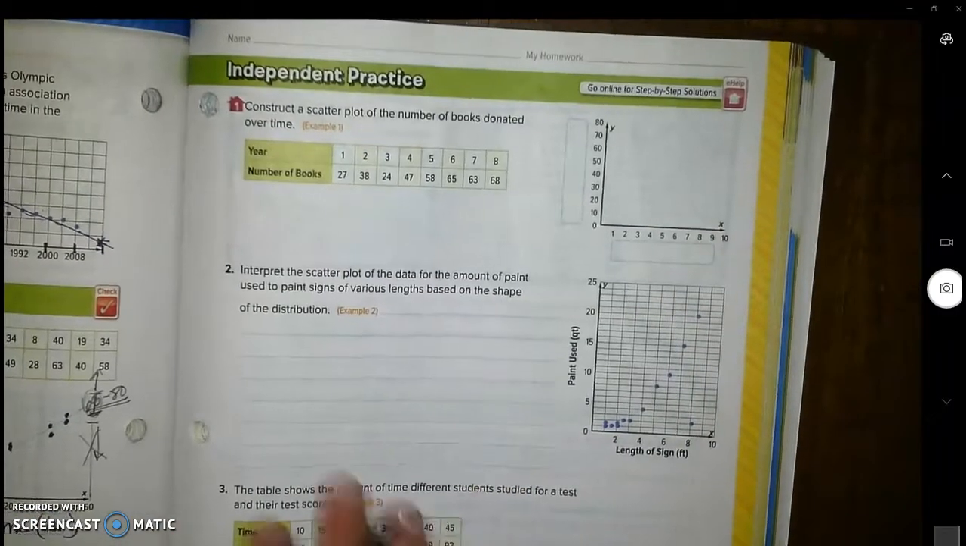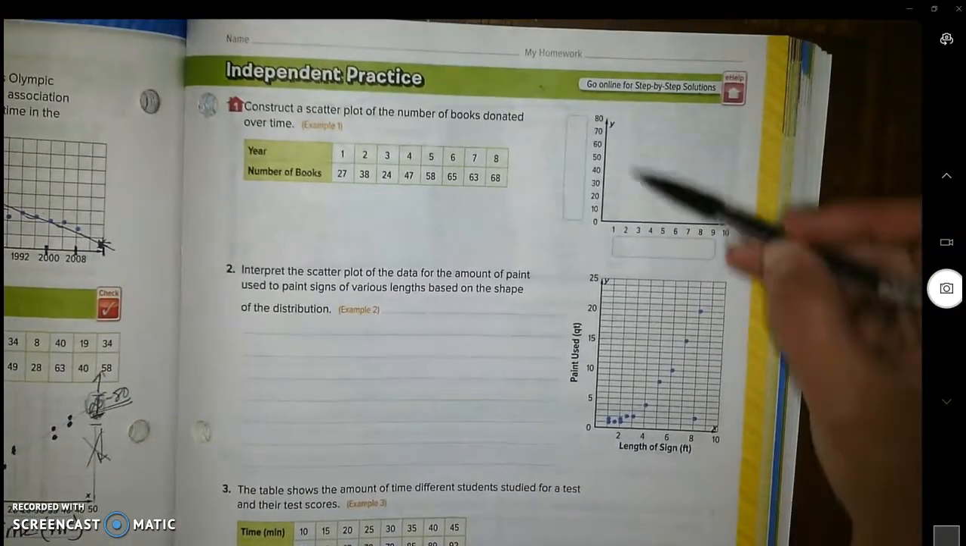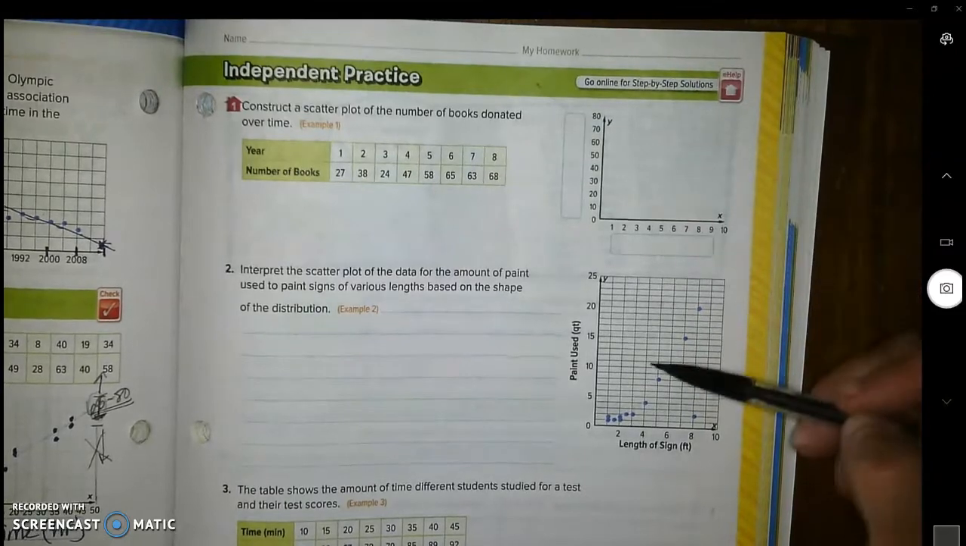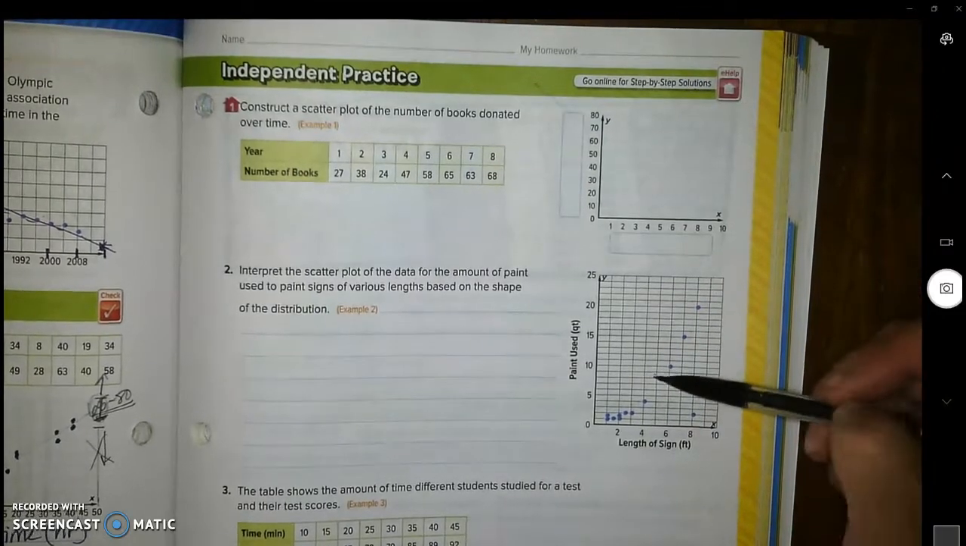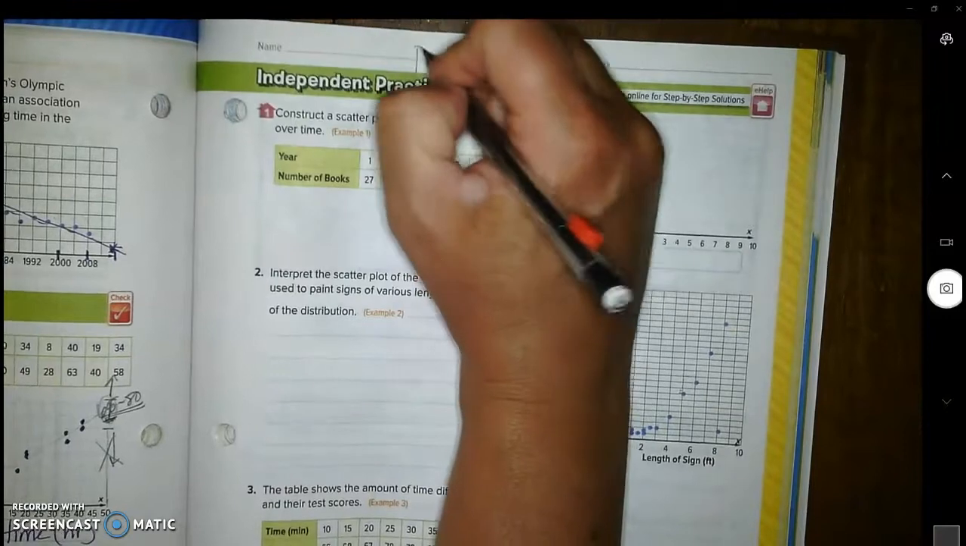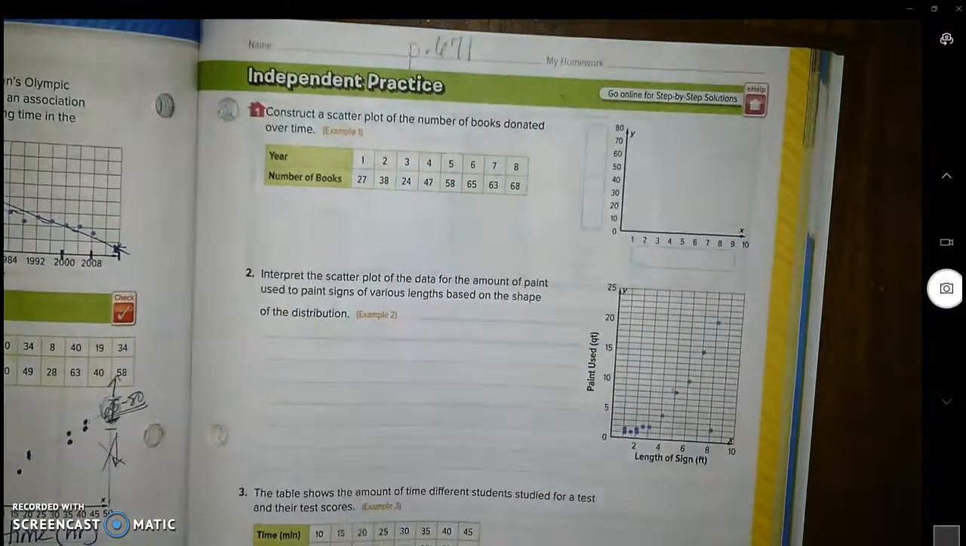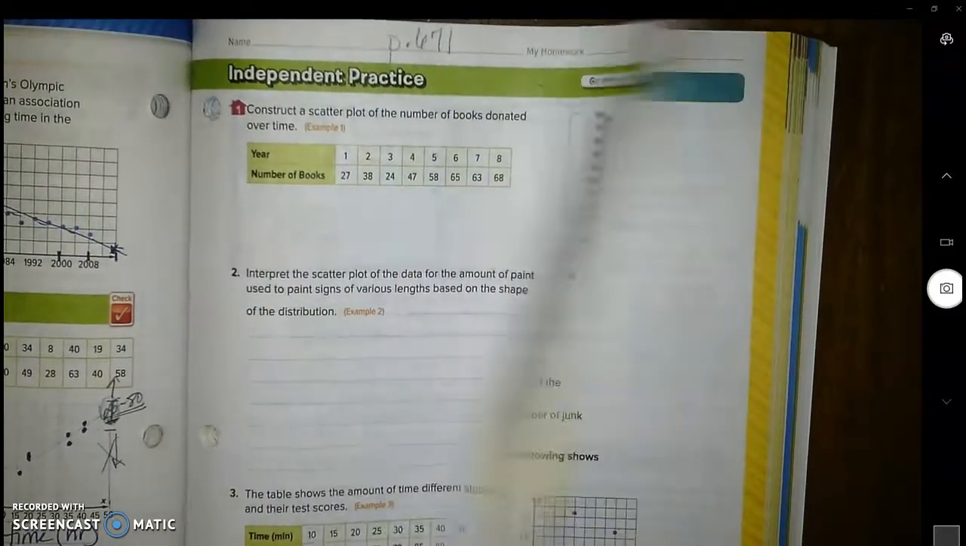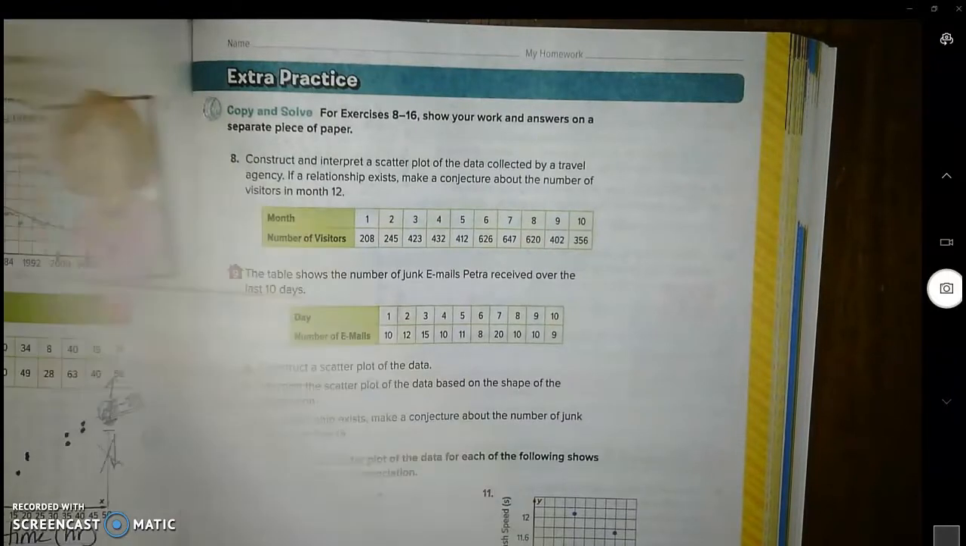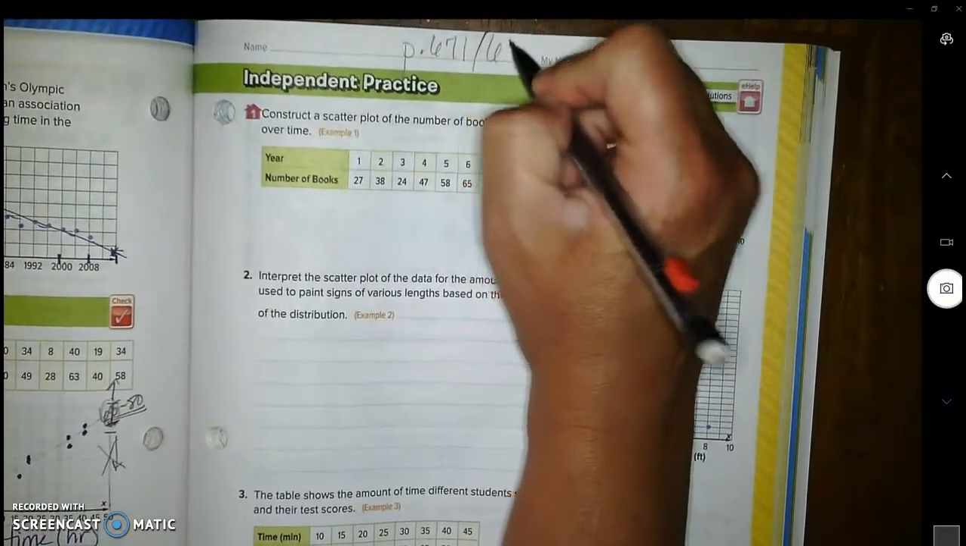So that's what you're going to do. You're going to go practice just like you have been, right? Getting the plots, actually putting the points on, and then making some conjectures about them. It's pretty easy. Your assignment is to do page 671 and page 673, okay? So 671 and 673, that's it for today.